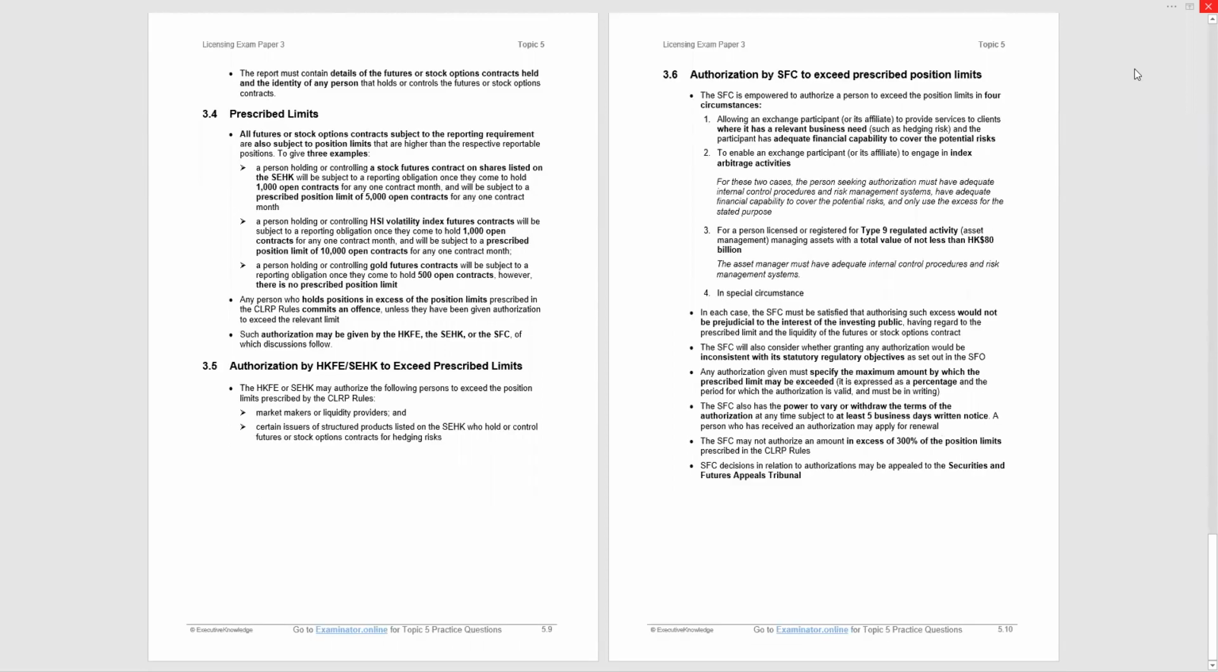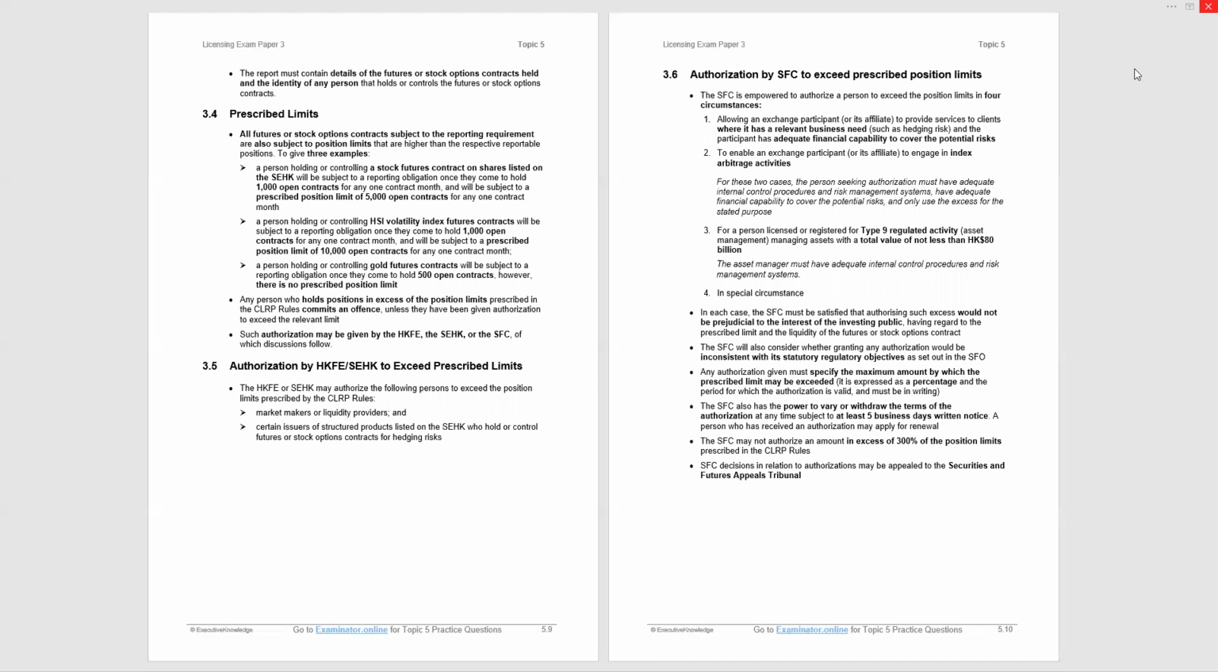Top of page 5.9. The report must contain details of the futures or the stock options contracts held and the identity of any person that holds or controls the futures or stock options. So they want to know when certain holdings get to particular levels, they want them reported, and they want to know who is holding those positions. So that was reportable. Now we look at prescribed limits.